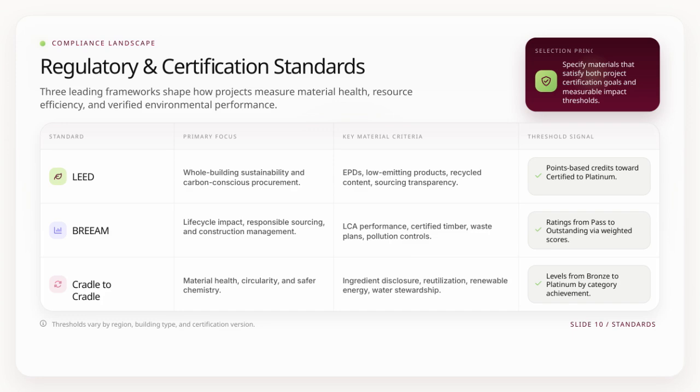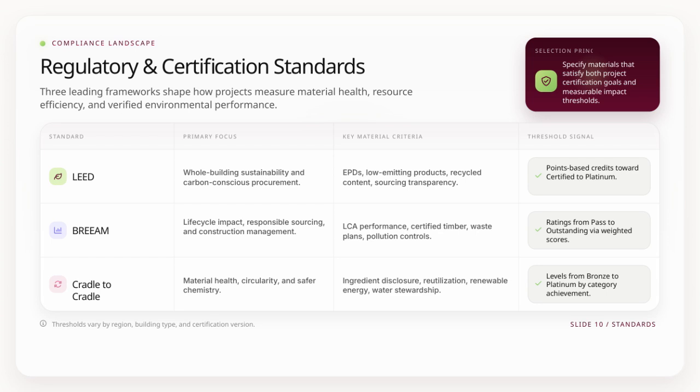BREEAM, on the other hand, emphasizes life cycle impact, responsible sourcing, and construction management. It assesses factors like life cycle assessment performance, certified timber, waste management plans, and pollution controls. Projects are rated from pass to outstanding based on weighted scoring.